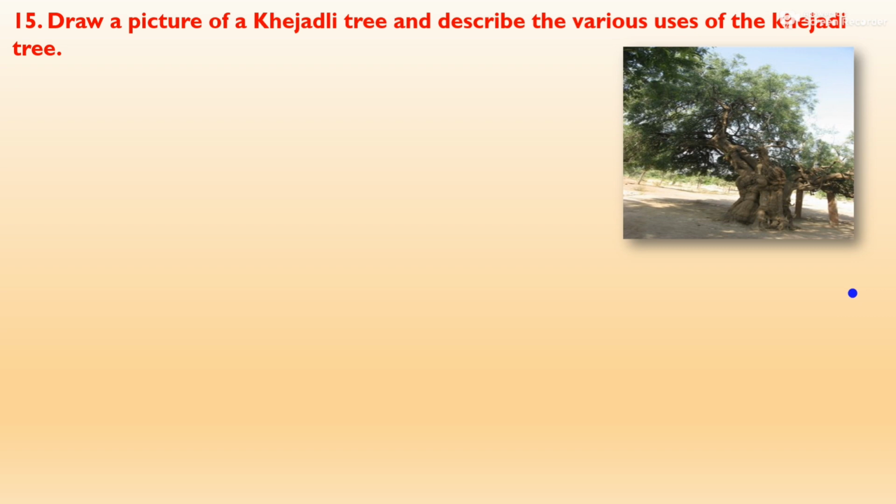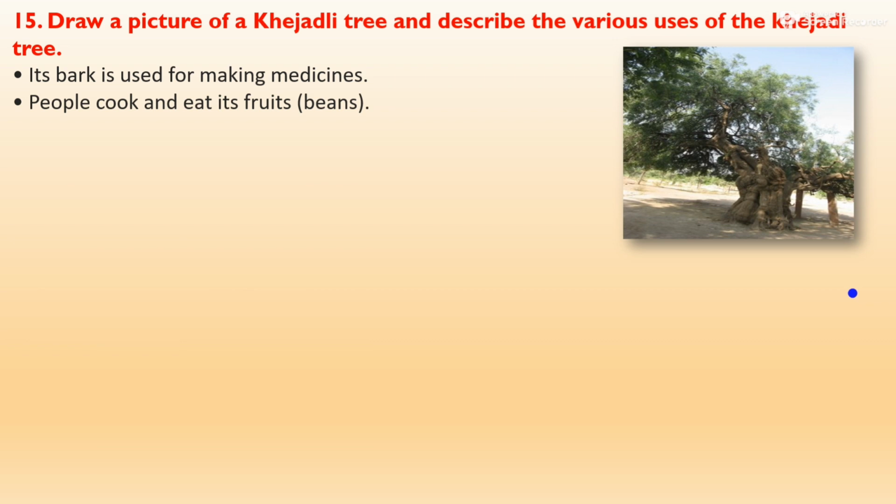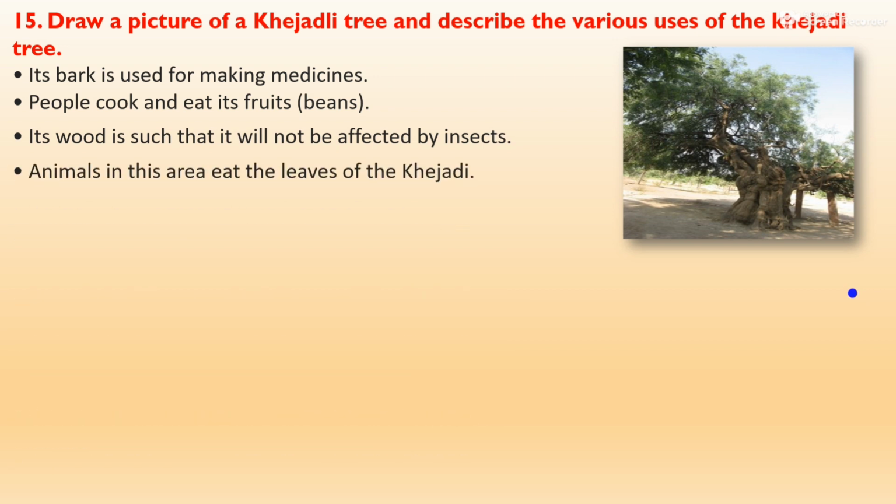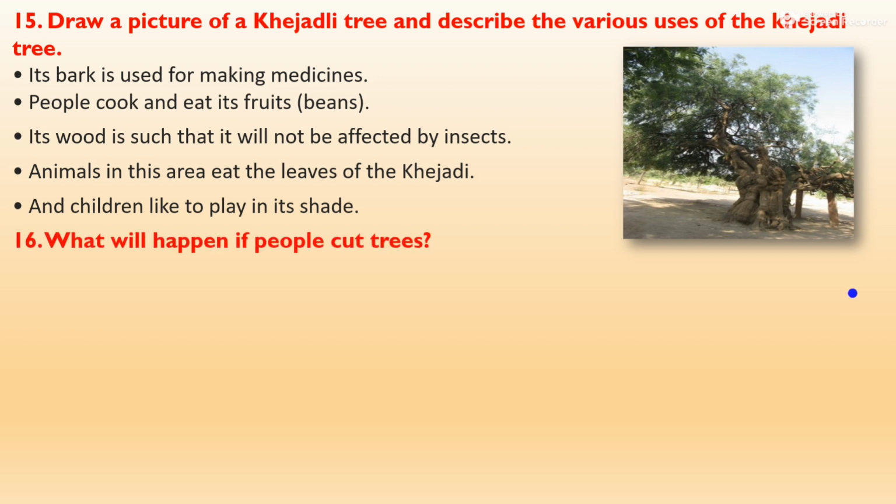Draw a picture of a Khejri tree and describe the various uses of the Khejri tree. So you can draw a Khejri tree in a notebook and you can write: its bark is used for making medicines. People cook and eat its fruits, those are called beans. Its wood is such that it will not be affected by insects. Animals in this area eat the leaves of the Khejri and children like to play in its shade. So these are the various uses of the Khejri tree.